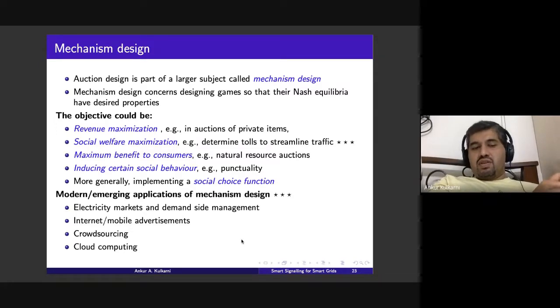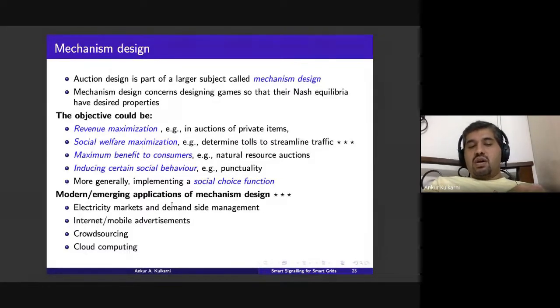But you can consider mechanism design in various ways. Objectives could be to maximize your revenue, to maximize a certain social welfare, or to maximize benefit to consumers. For example, you may want to allocate natural resources, or induce a certain social behavior, for example, punctuality or truthfulness, and so on. Okay, so demand side management in the electricity industry is an important application of mechanism design, and I'll show you an example of it now. But that's not the only application. There are applications in internet advertisements, crowdsourcing, cloud computing, and so on as well.